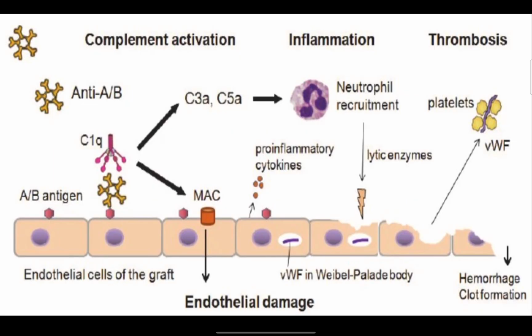This is a diagram which explains the complement activation, inflammation and thrombosis, where the endothelial cells of the graft are being rejected. Here, mainly because of pro-inflammatory cytokines, neutrophil recruitment and also the platelets.